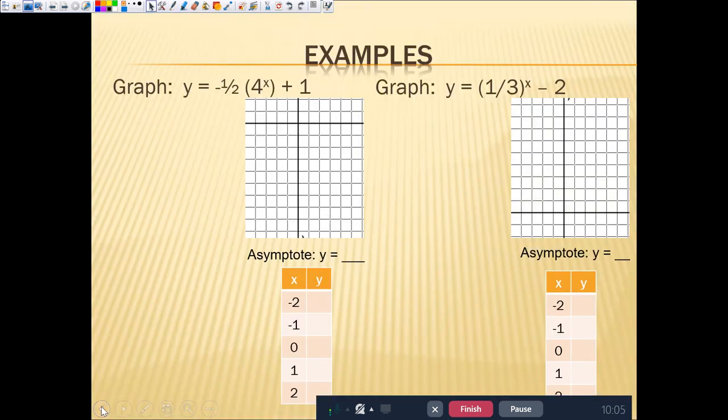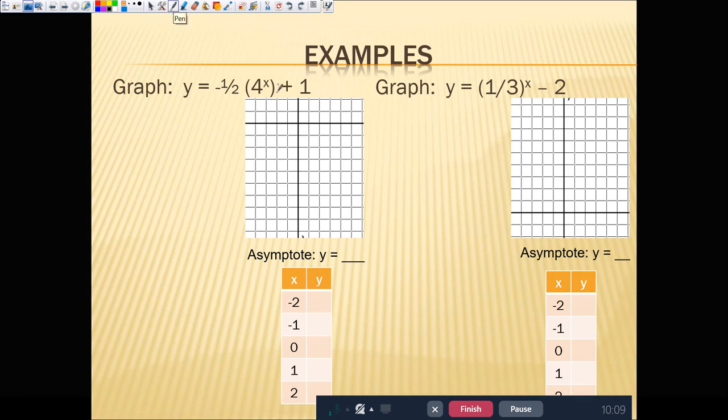Okay. Is there a number being added on to our equation? Yes, 1. So my horizontal asymptote is at 1. So that means that my graph is never going to cross 1. So it's going to approach 1 in some direction. So now I'm going to take my values for x and substitute them in and find y.